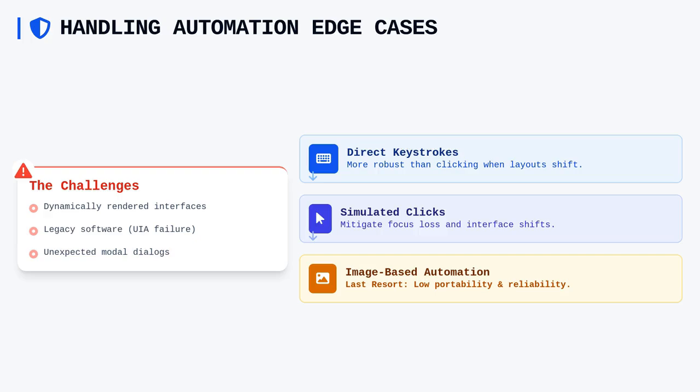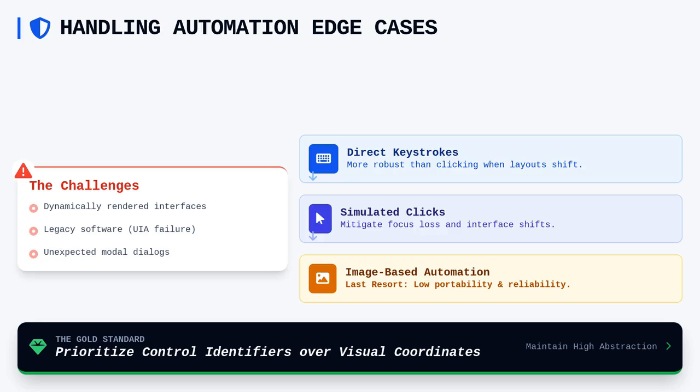Furthermore, if you're working with non-standard windows that defy traditional element identification, you can leverage image-based automation as a last resort, though you must be aware that this reduces the portability and reliability of your automation solution. Always strive to maintain the highest level of abstraction possible, relying on control identifiers rather than visual coordinates or image matching whenever the underlying technology allows for it.